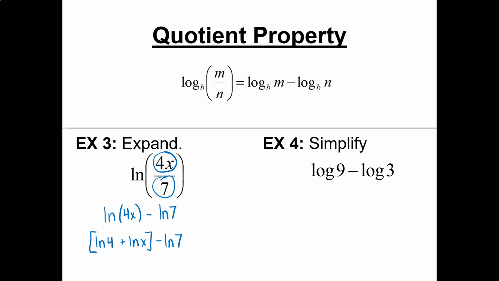All right, for 4, we've got subtraction. We're asked to simplify, so we're going to put these together. So we've got log of 9 divided by 3. And, of course, 9 divided by 3 is just 3, so we just get log of 3. Okay, questions?